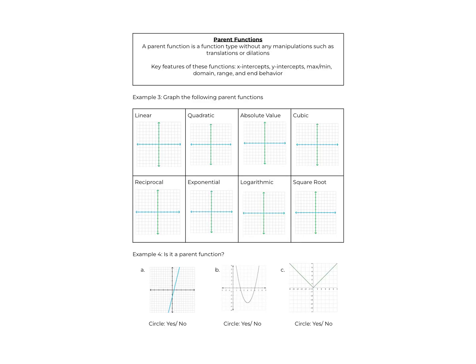Now, a parent function is a function type without any manipulation, such as translations or dilations. And the key features of these functions: we have x-intercepts, y-intercepts, maximum and minimum points, domains, ranges, and end behaviors. So we're going to look at all of those key features eventually. But the parent function of a linear function is f of x equals x.